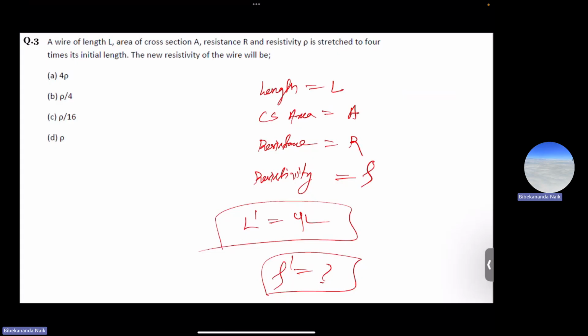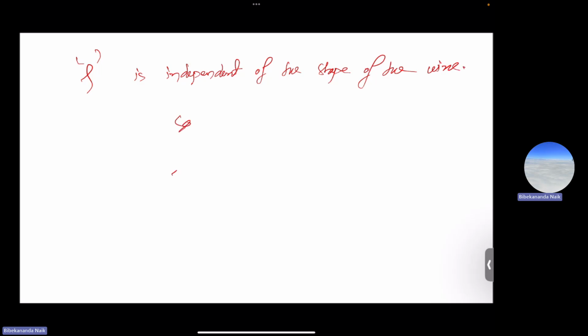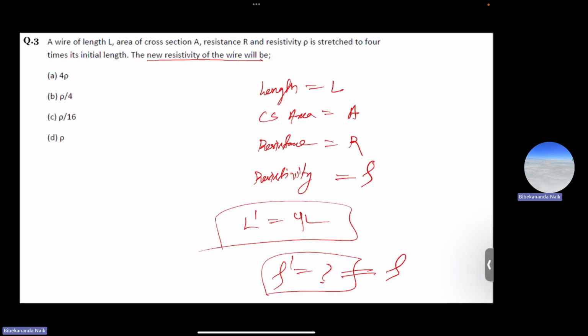So the question here also says what is the new resistivity of the wire. The resistivity of the wire will again be the same, that is rho only, because resistivity is independent of the shape of the wire. So rho prime will be rho only. So the new resistivity of the wire will be rho.